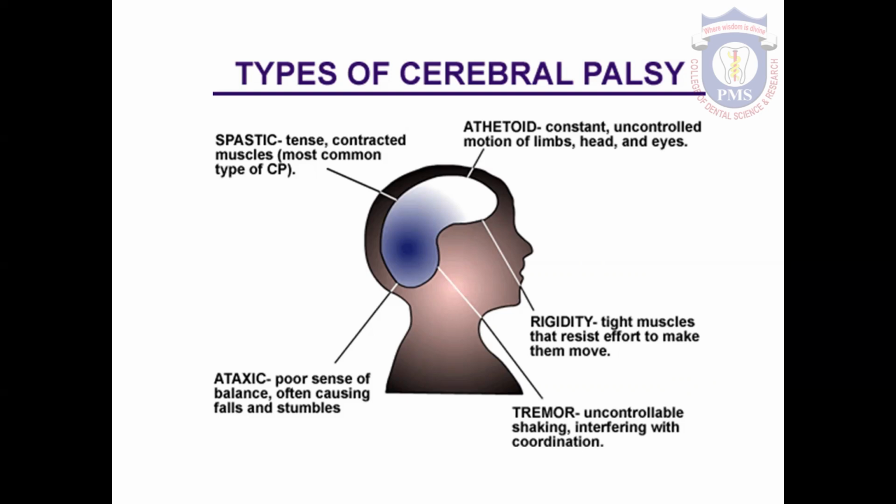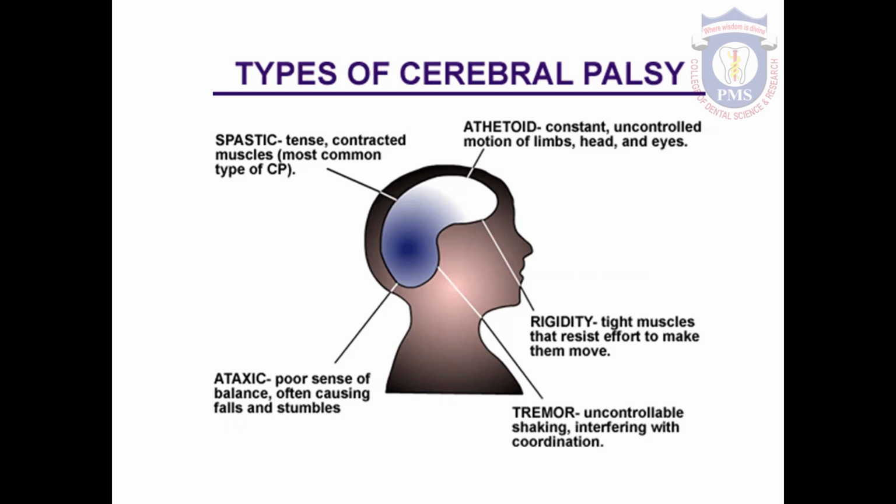Rigidity, on the other side: the muscle over there will be very tight. That cannot be relaxed, so it will be in a contracted stage. If you try to move a particular area, it is not possible. Tremors, again, are uncontrollable shaking that interferes with coordination.